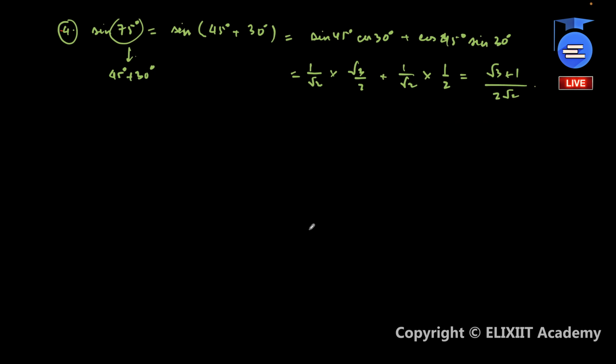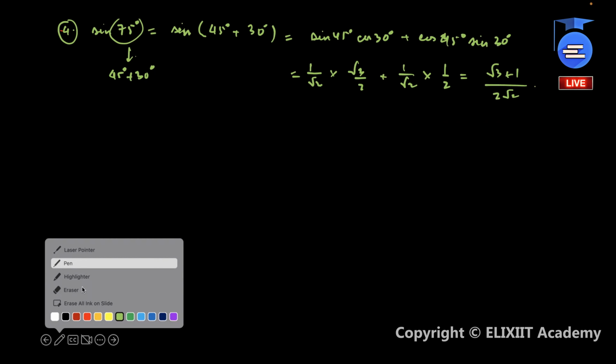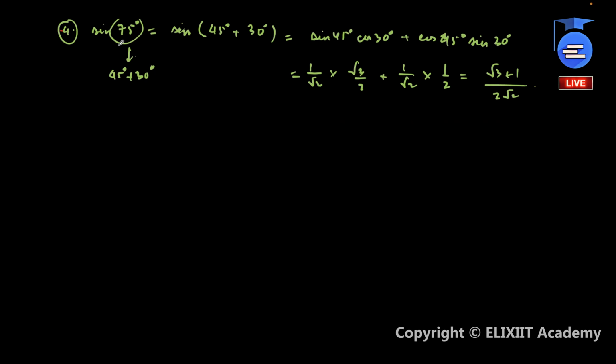Either you solve in this manner or there is one more way. What is that way? Very simple. Sine 75, if you observe, 75 degrees is actually 90 minus 15 degree. Two of them are complementary. 75 and 15 degree are complementary of each other. So sine 90 minus 15 will give you sine 75 degree.